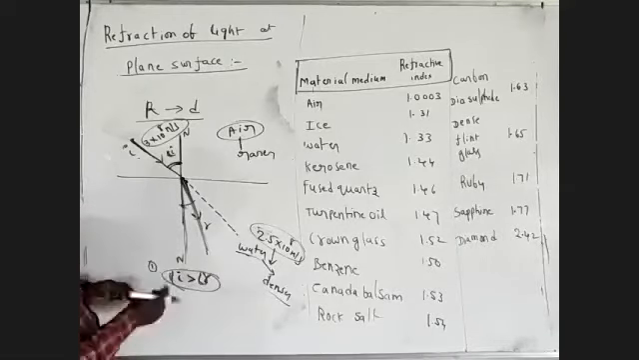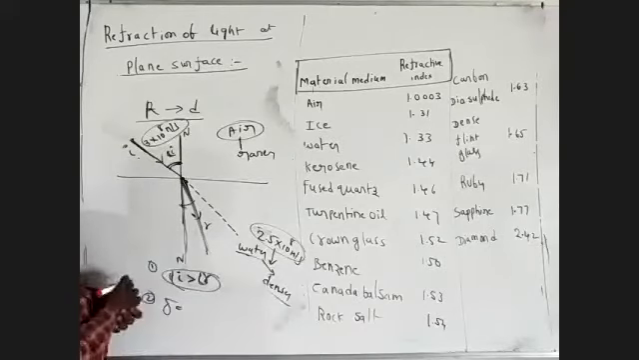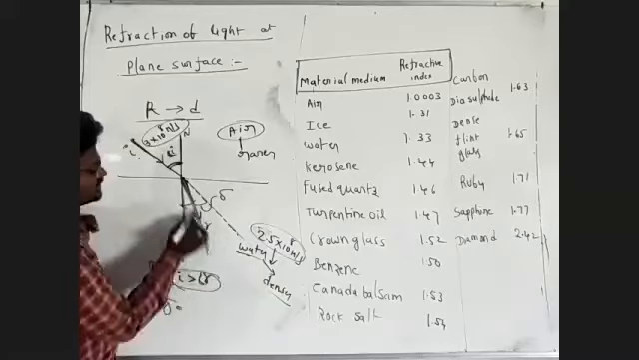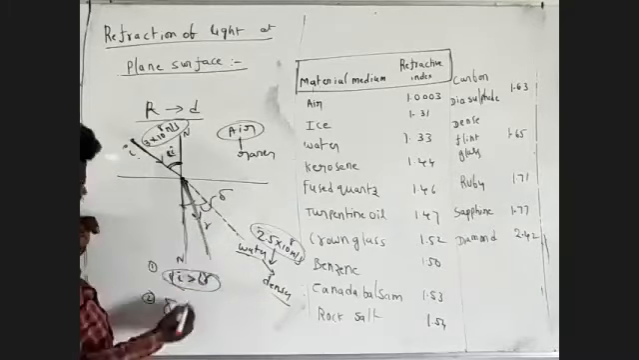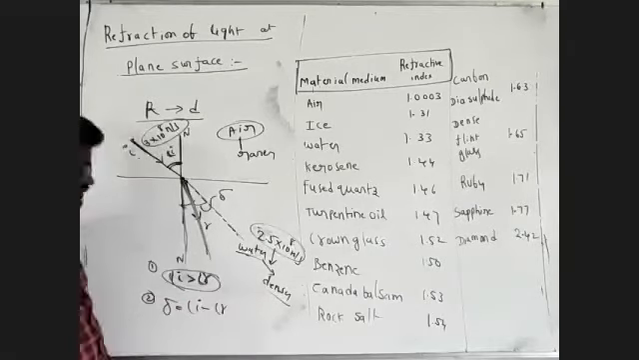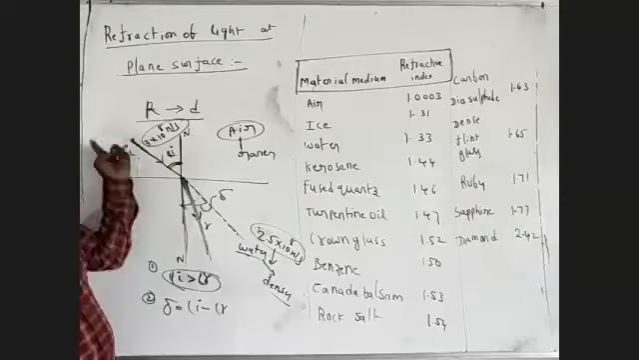Next condition, deviation. Deviation means the angle between the actual direction of the incident ray and the refracted ray. Deviation is equal to angle of I minus angle of R. This is when light travels from rarer medium to denser medium.